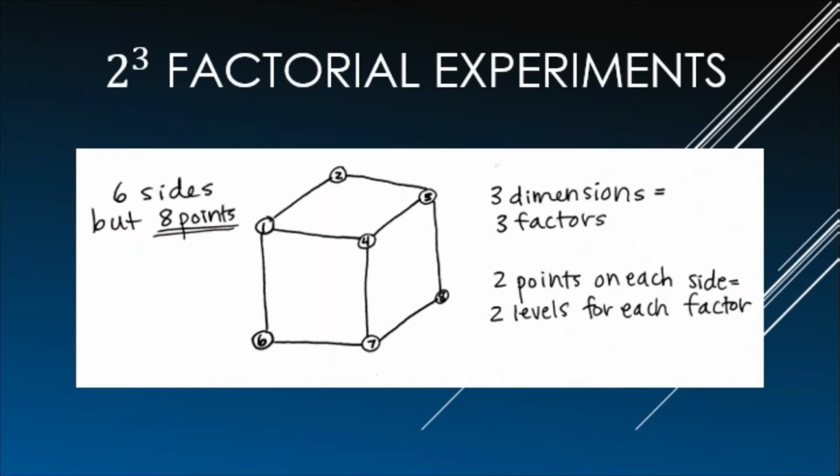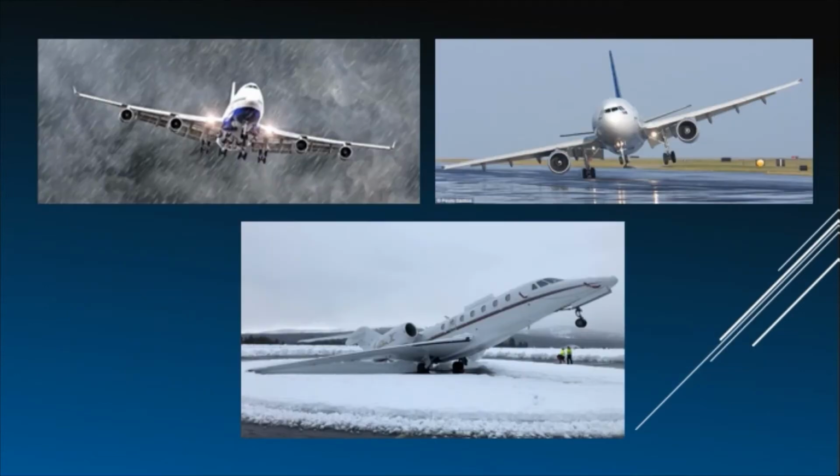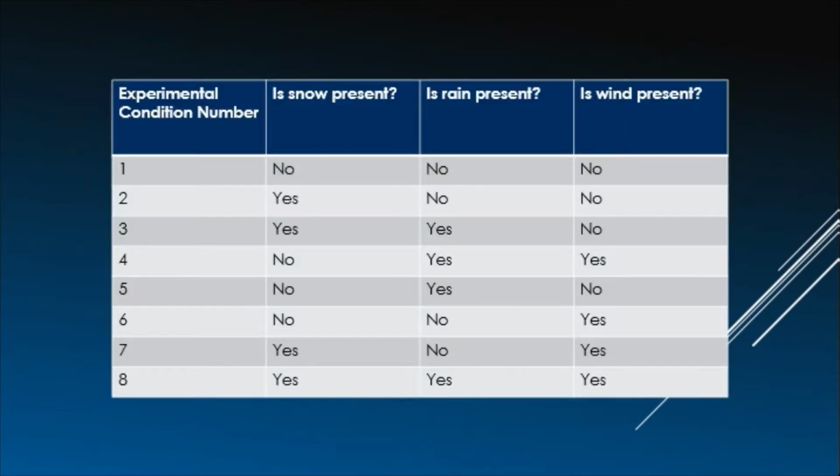So looking at a simple example for this, we're going to look at a plane under 3 given conditions. First one being rain, second is wind, and third is snow. So we're going to set up this experiment with 8 different possible experimental conditions, and the first one being that there is none of them present, and the last one, condition number 8, is that all of them are present. And it ranges from anywhere in between that, so any other combination could possibly take place for a plane.